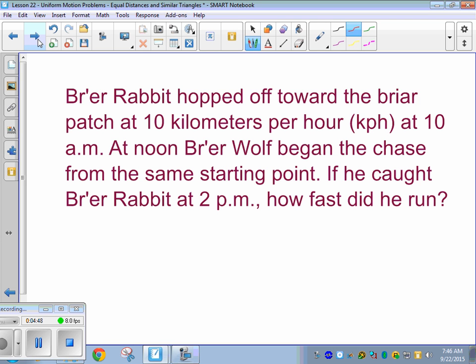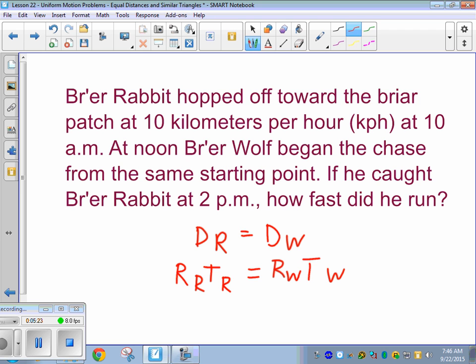If he caught Briar Rabbit at 2 p.m., how fast did he run? All right, so one person started after the other one, but if somebody's chasing somebody and you started from the same point, then you're going equal distances because it's when somebody caught somebody. So they're going to still be going the same distance. So the distance of the rabbit is equal to the distance of the wolf. All right, so rate rabbit times time rabbit equals rate wolf times time wolf. Equal distances.